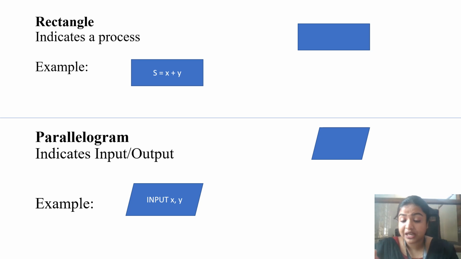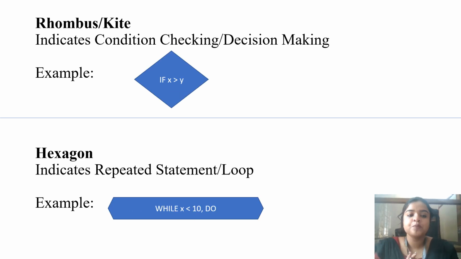Then the parallelogram indicates input and output. In the algorithm we saw that we declare variables num1, num2 and sum, and we need the inputs, so the parallelogram indicates input and output. Then the rhombus or kite indicates a condition, like checking or decision making. The if conditions are especially used in the rhombus or kite shape. Then the hexagon indicates a repeated statement or loop. While loops, for loops, and whatever loops we use, we write in a hexagon.